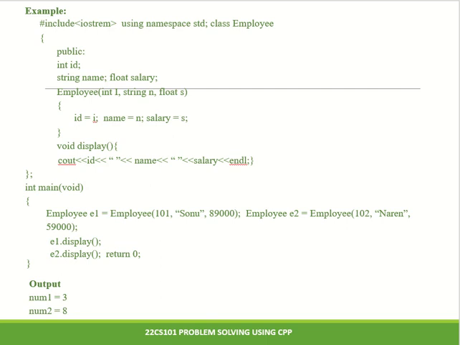So ID is equal to I, name is equal to N, and salary is equal to S. Now void display(). So cout id, then space, then name, space, salary. So now we are having int main().